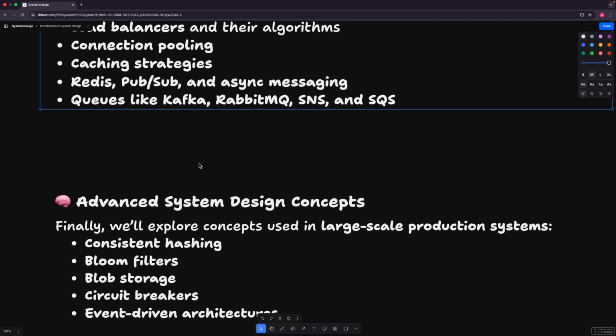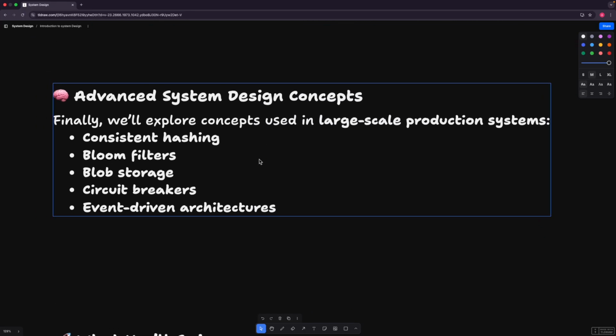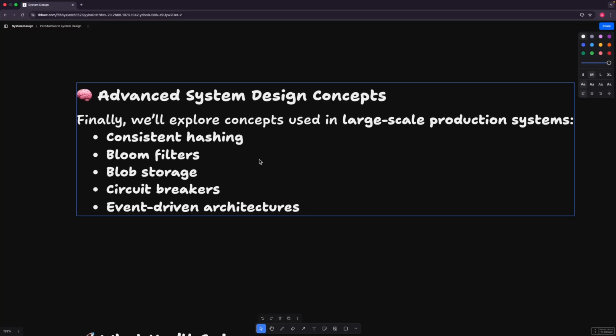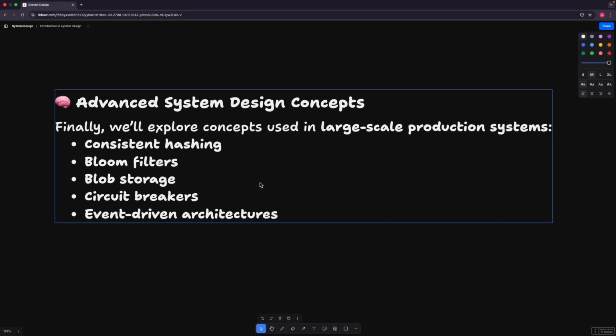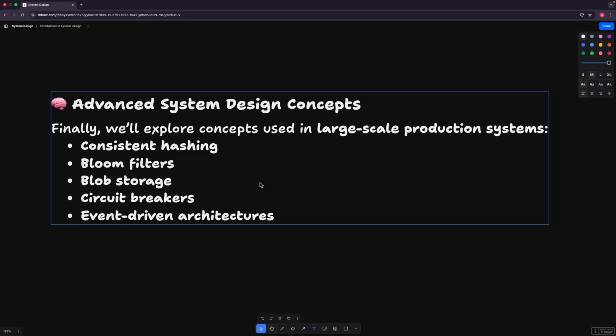And then we'll move into a couple of advanced systems and concepts like consistent hashing, Bloom filter, blob storage, circuit breaker, and event-driven architecture. So this is a simple overview of the whole series. As the series progresses, I will be adding more videos related to system design concepts, which I may not have listed at this point of time. So you can take this as a simple overview or a starting point for this series.